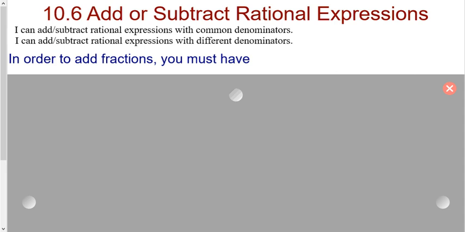Good day, everyone. Today we are talking about section 10.6, add or subtract rational expressions. I can add, subtract rational expressions with common denominators. I can add, subtract rational expressions with different denominators. So in order to add fractions, you must have a common denominator.